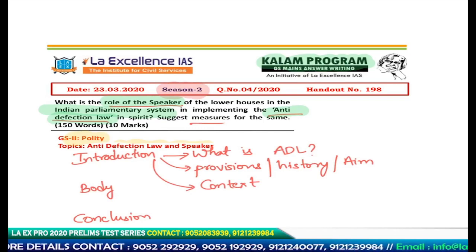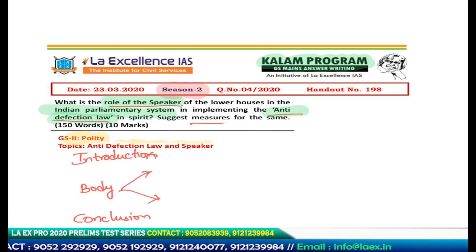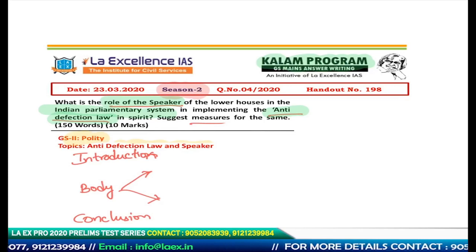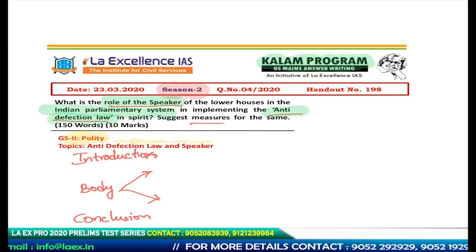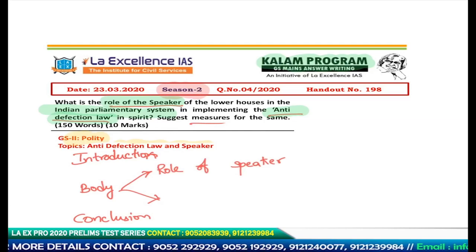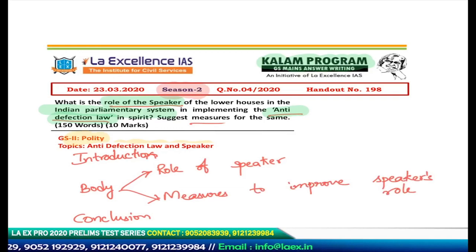Coming to the body part. So the body will be answered in 2 parts. Why so? Because the question is also asked in 2 parts. The first part is asking about the role of Speaker of lower houses in implementing the anti-defection law in spirit. The second part is asking for measures for the same.